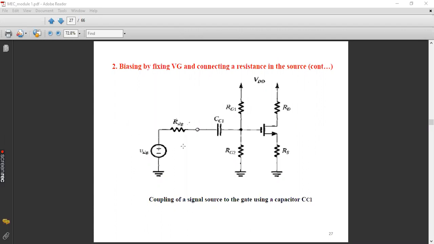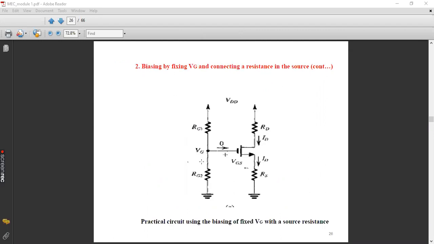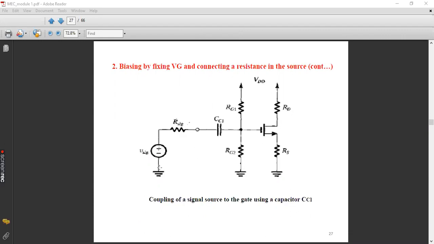Why am I drawing this? Because I need to show what the modification in the original circuit should be when I am coupling a signal to this biasing circuit. So when I am using a signal source, I have to connect a coupling capacitor CC1 between the gate and the signal. Take down the circuit.